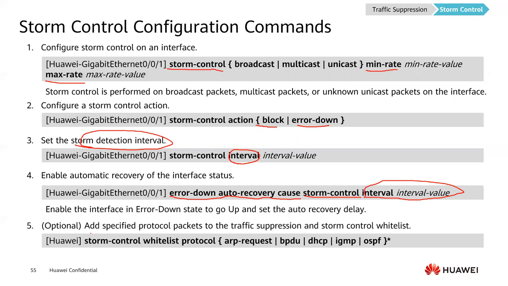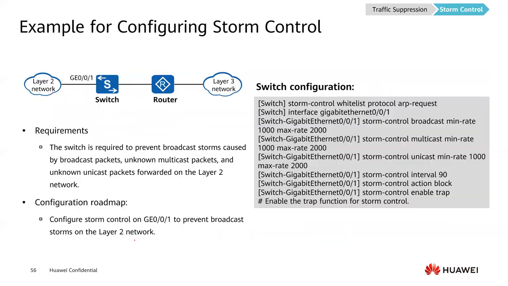You can also set specific protocol packets. For example, some protocol packets should not be counted by these functions, so you can set a whitelist. For these protocols, ARP request, BPDU, DHCP, IGMP, OSPF, all of them will not be counted by these functions.